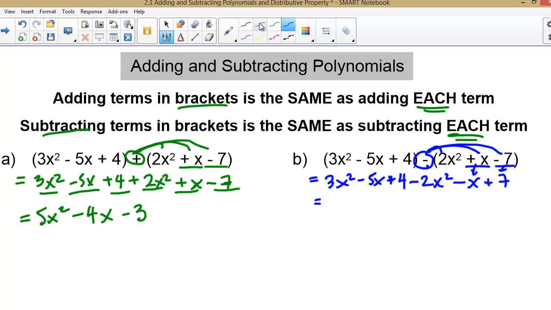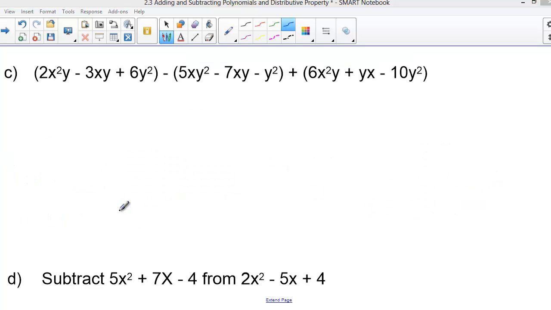Okay, so in our collecting like terms step here, 3x squared minus 2x squared is going to get us 1x squared. We don't need to write the 1 in front of it. Negative 5x minus x is going to be negative 6x, and positive 4 plus 7 is going to be positive 11.